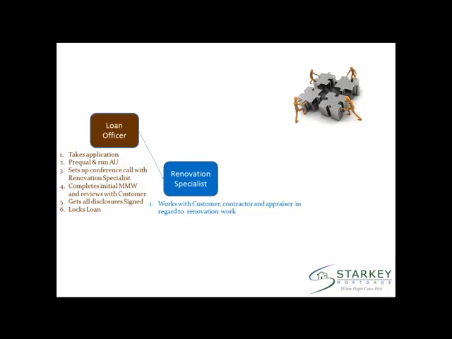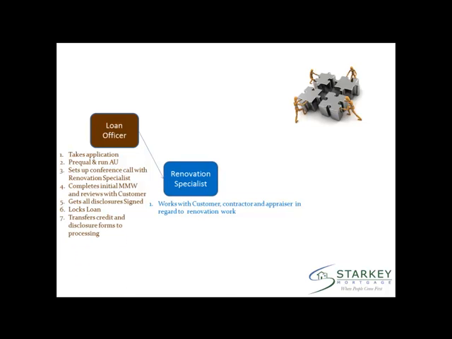Now we ask for 45 days on the lock not because it takes us 2 weeks longer for the process. It's because the customer usually needs about 2 weeks to determine what they want to do to the house and what renovation work they want to do, as well as getting a contractor involved.